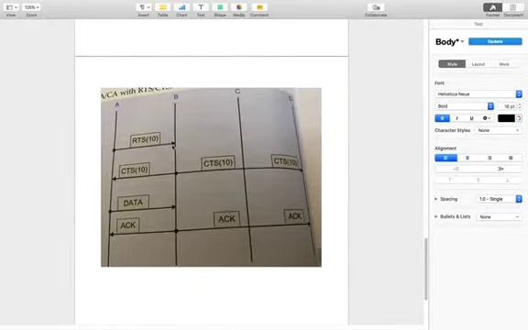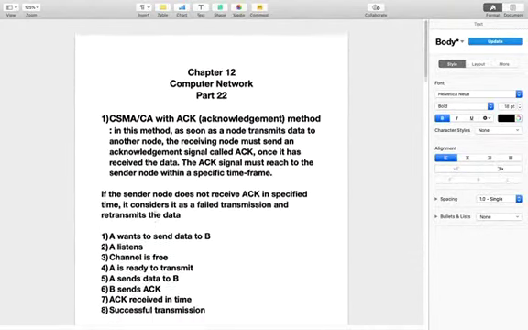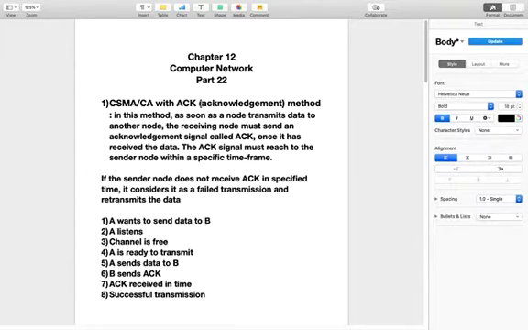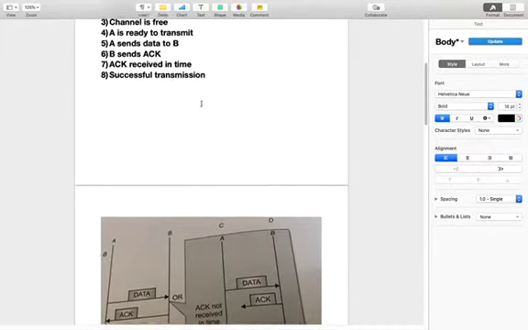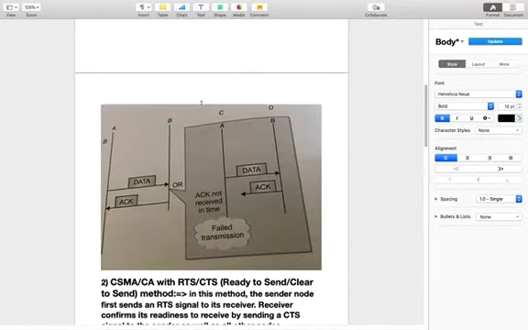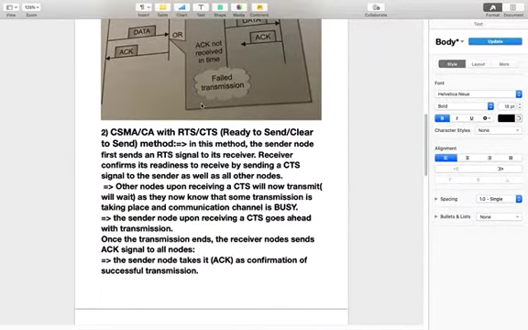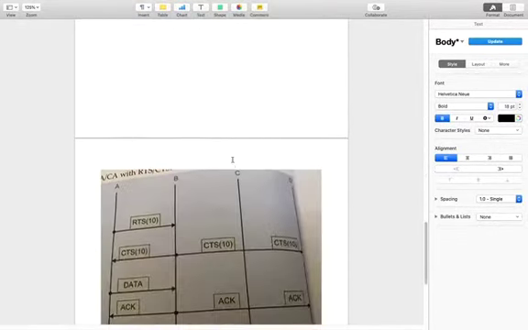A sends the RTS for 10 microseconds and B sends the CTS to A. At that time C and D are in a waiting position, and then A sends data to B, and B sends the acknowledgement to A, and the transmission is over. So today we learned the CSMA/CA with ACK method, which can be done by the following steps and diagram. Then we learned the CSMA/CA with RTS/CTS method, which can also be shown with the following diagram.